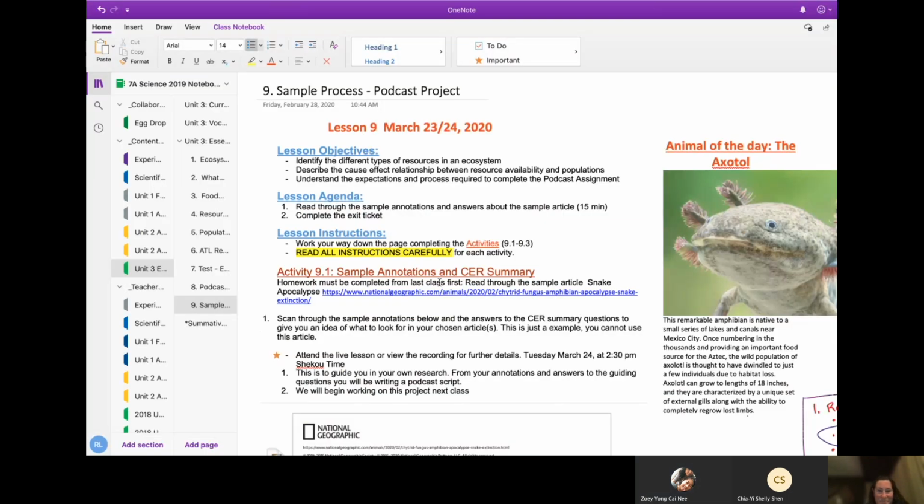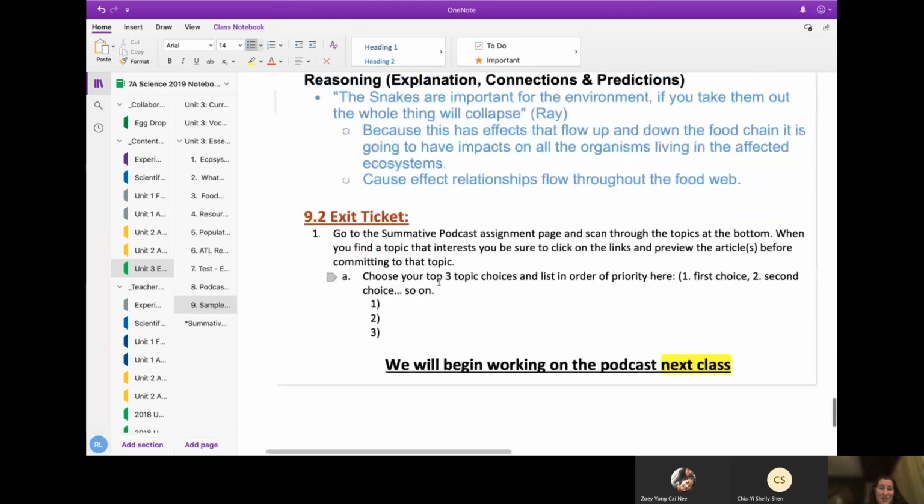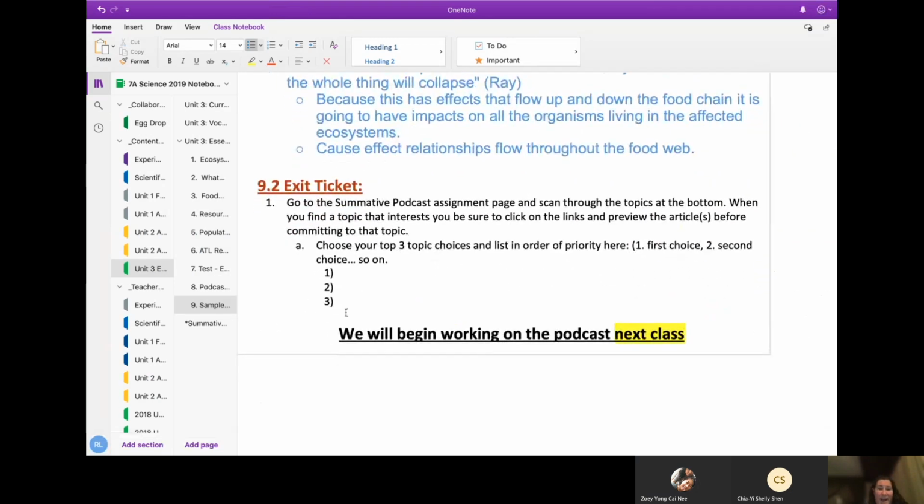Okay. So the exit ticket today, you're not actually starting your podcast. You don't have to worry about it today. All you're doing is just taking a look through some of the articles and picking some of the topics that you would be interested in choosing. Right now, I'm leaving it pretty open. It's okay if we have duplicates.